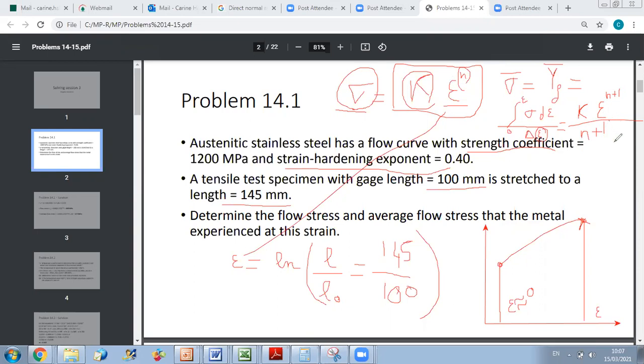And by simplifying epsilon, you have epsilon to the n plus 1 over epsilon. If you simplify it, you just get that the average flow stress is given by k epsilon n over n plus 1. This formula is included in chapter 14, okay? So here I just derived it for you to know from where we got this formula, but you can directly apply it. So now, since we have everything, we have K, we have epsilon at the final state, we have n, then we can calculate the average flow stress experienced by the metal.